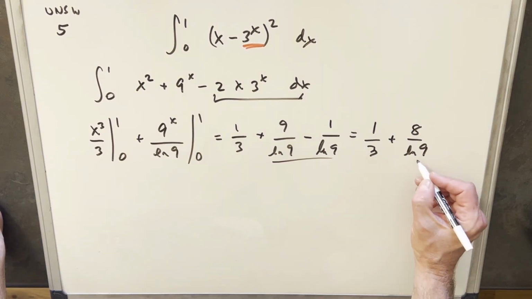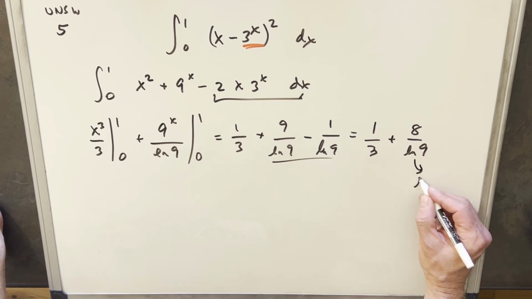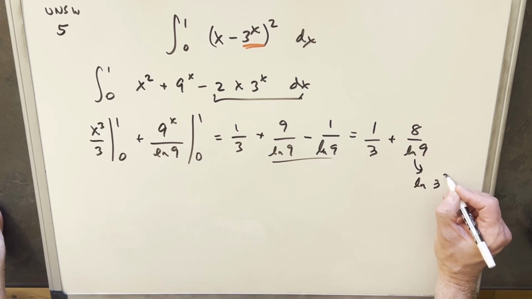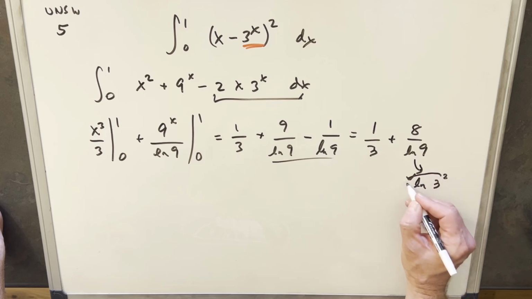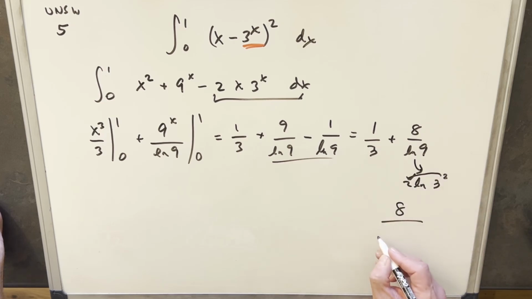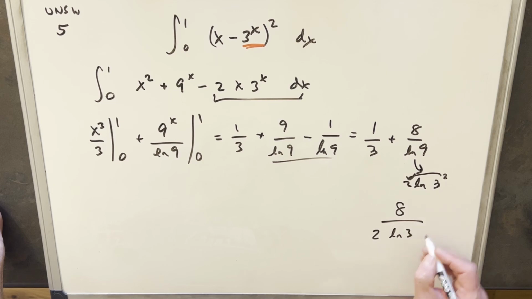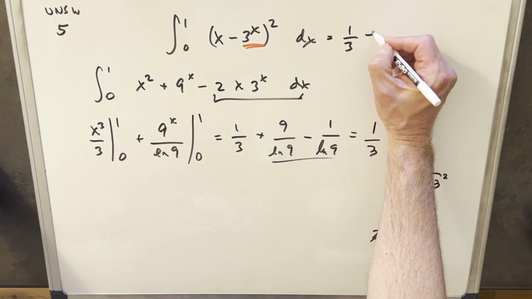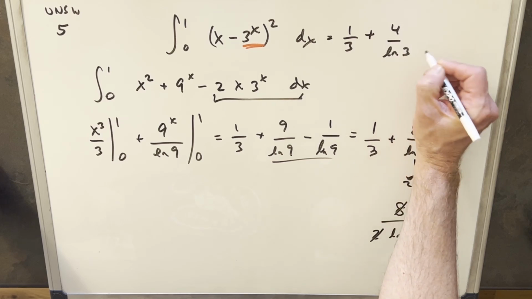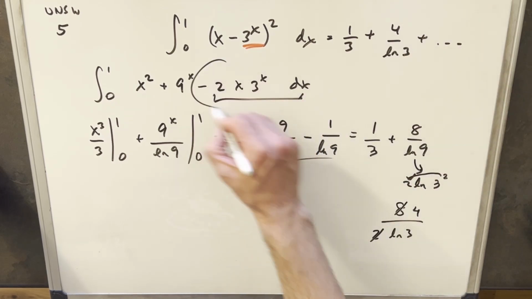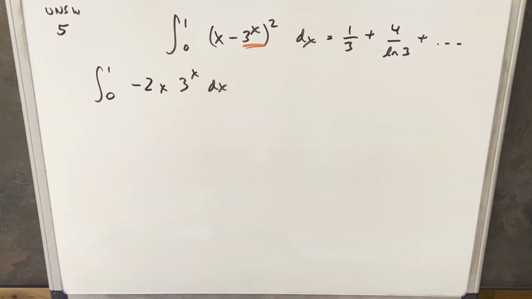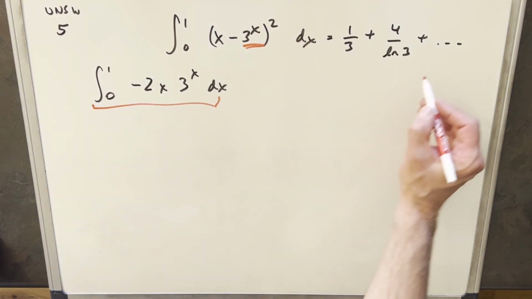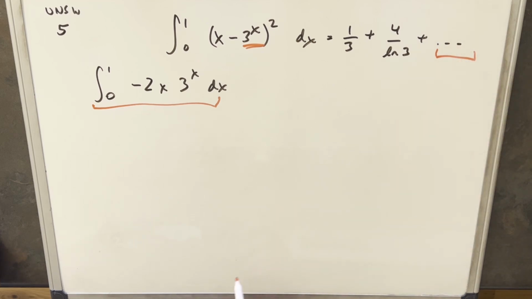Before I move on, I'm going to treat ln 9 as a perfect square. I can write ln 9 as ln 3 squared and bring the 2 out front. So I can write this as 8 over 2 ln 3, which is the same thing as 4 over ln 3. I'll write part of our answer up here so I don't forget it: we have 1/3 plus 4 over ln 3 plus the part that I'm going to deal with next. Now moving on to this integral, that's going to be our final piece.